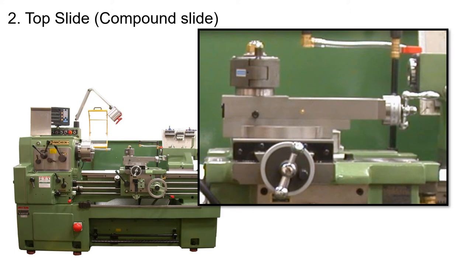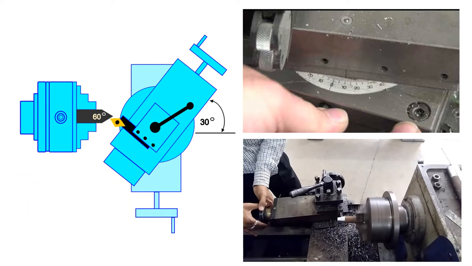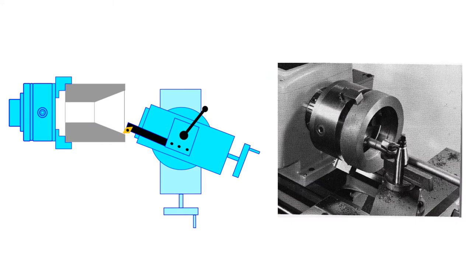Creating a taper using the top slide, sometimes referred to as the compound slide. Top slides are versatile for creating internal and external tapers, but are limited to the stroke of the top slide. Therefore, only short tapers can be achieved successfully using this method. In this example, the included angle is 60 degrees, so the top slide is set at 30 degrees.